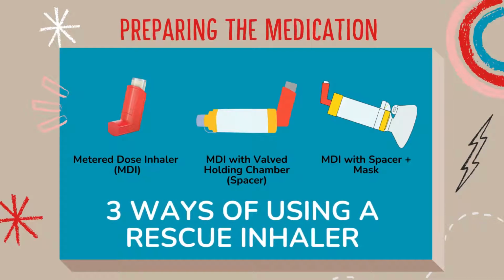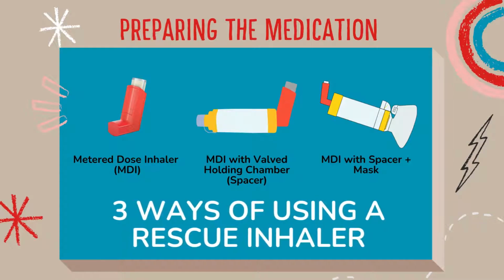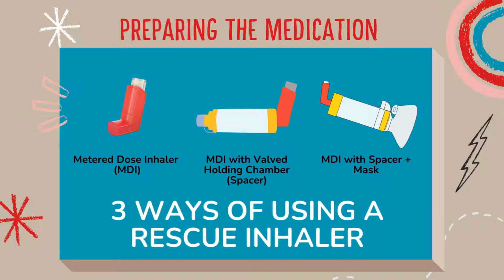First, preparing the medication. The most common type of inhaler used for administering quick relief or rescue asthma medications is a metered dose inhaler, or MDI. With most inhalers, medicine is released by pushing the canister into the boot, but some types of metered dose inhalers release medicine automatically when the student inhales. Students may use MDIs one of three ways: alone, with a valved holding chamber, also called a spacer, or with a spacer and a mask attached.